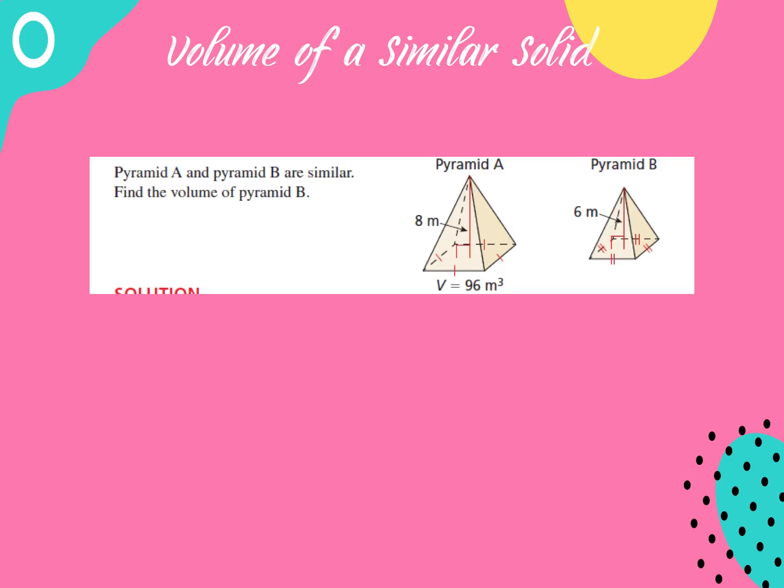So remember, whenever you have two similar solids, that means one's going to be little, one's going to be big. And what we're going to do is set up a proportion to find the missing volume. But remember, what we need to look for is some corresponding linear measures. And in this case, they've given us the height of pyramid A and the height of pyramid B. So I could put those two heights together to get my scale factor.